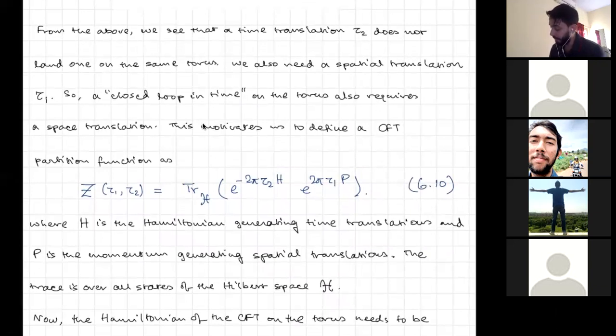All right. Now you have written this down. This is what the partition function of the CFT is. We need to figure out what H and P are.